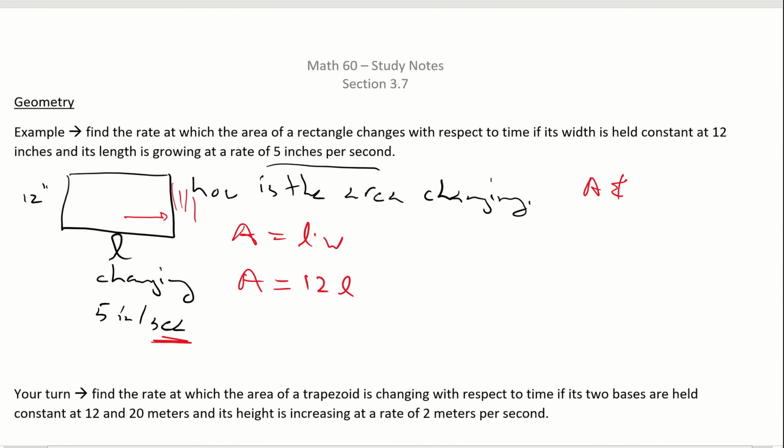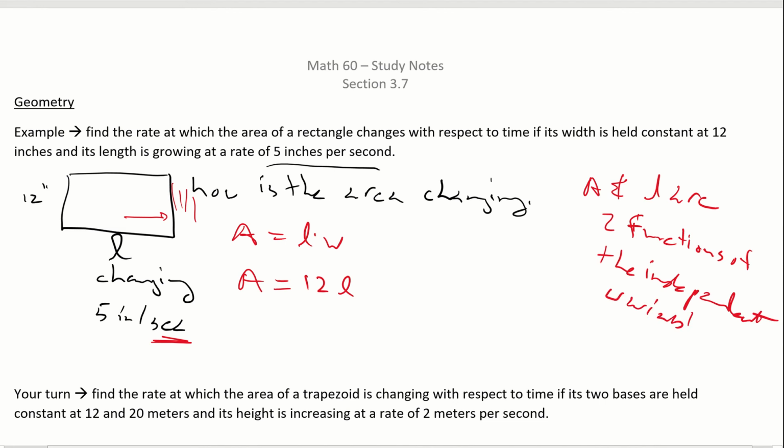Think of A and L as two functions of, that's where it came from, the independent variable. Guess what it is? Time. What letter do you want to use for time? I choose t. So here it is. This is the function level. This is how they are related.